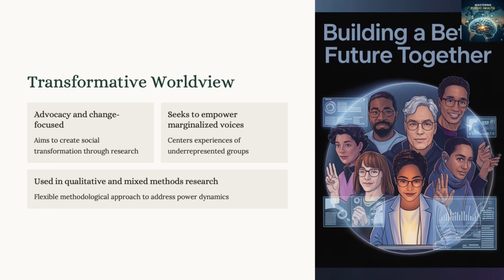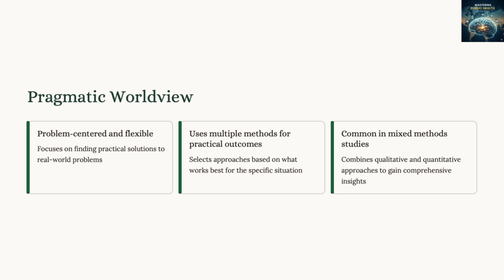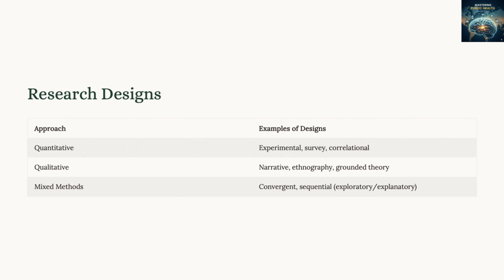Transformative, rooted in advocacy and social justice, seeks to empower marginalized groups and promote change. Pragmatism focuses on what works best for the problem at hand, and embraces both qualitative and quantitative tools.